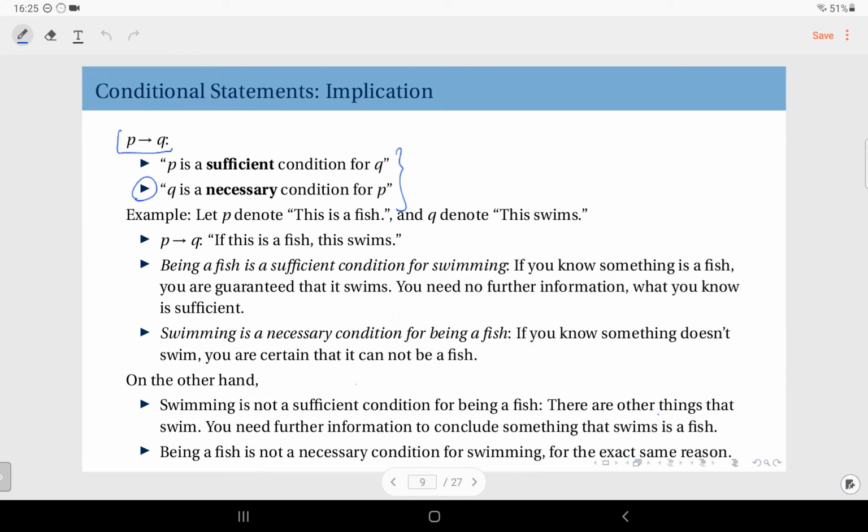Now, a sufficient condition is something, let's say a condition in terms of a proposition, and it guarantees the truth of this one when it is true. Okay, so when we say P is a sufficient condition for Q, what we mean is that whenever P is true, you can be sure that Q will also be true. You don't need to look at other conditions, other relationships, etc. You will know when P is true, Q is guaranteed to be true, right?